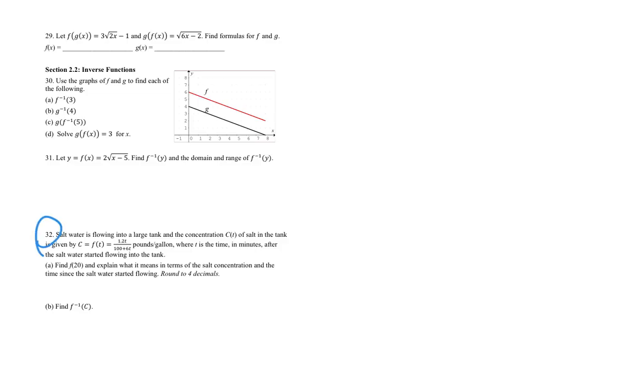All right, so number 32 says salt water is flowing into a large tank and the concentration of salt in the tank is given by that function, where t is the time in minutes after the salt water started flowing into the tank. Okay. Find f of 20 and explain what it means. Okay, so c equals f of 20 equals 1.2 times 20 over 100 plus 6 times 20. So I'm just going to plug that into a calculator.